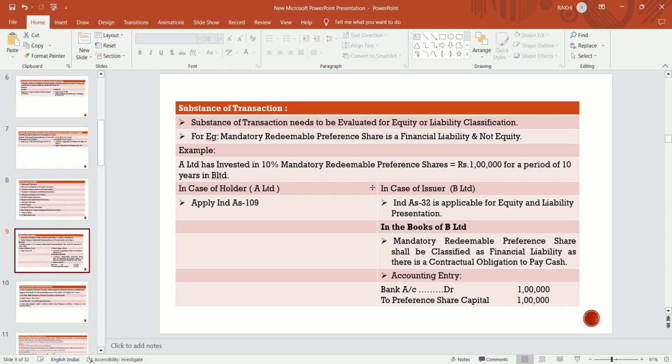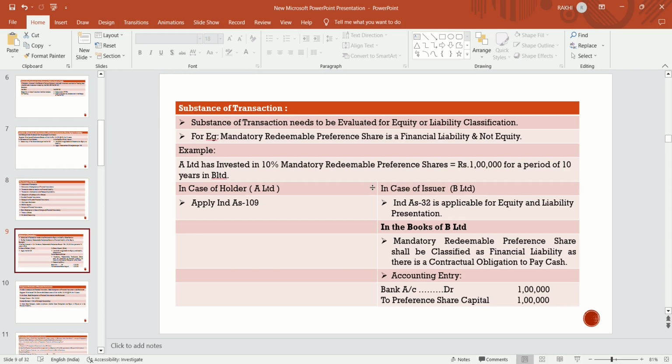Then in the holder's books, that is A Limited, it should be recognized as per Ind AS 109. Because it is mandatory redeemable, it will be redeemed at the end of the term, so it becomes recognized at amortized cost. But in case of the issuer, like B Limited, it should apply Ind AS 32 for equity and liability presentation.